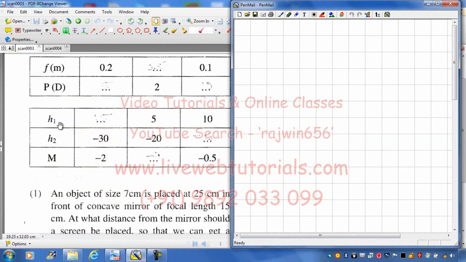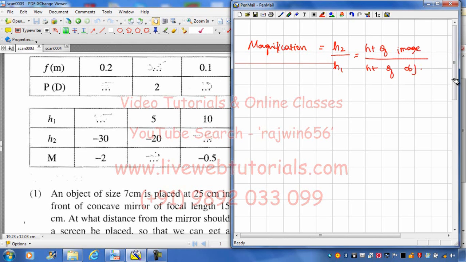Now next part. Here H1, H2 and M. Okay, here M stands for magnification, H1 is the height of the object, and H2 is the height of the image. So here we are going to use the magnification formula, which is equal to H2 upon H1. That is nothing but height of image divided by height of object.